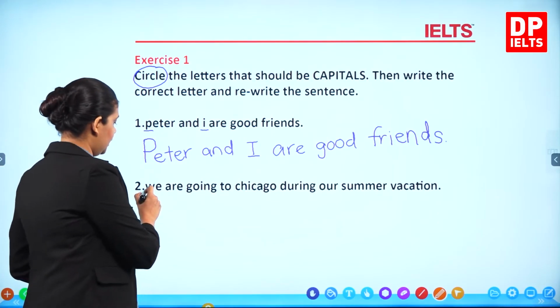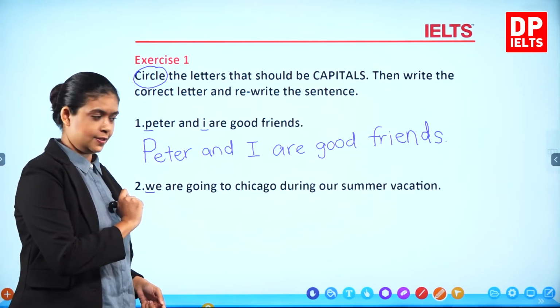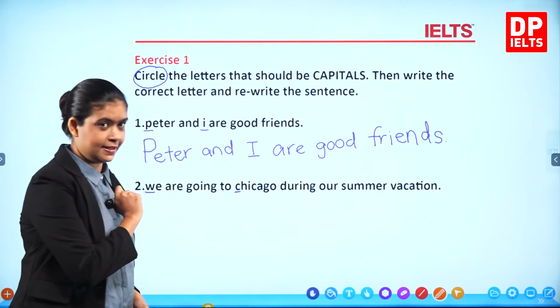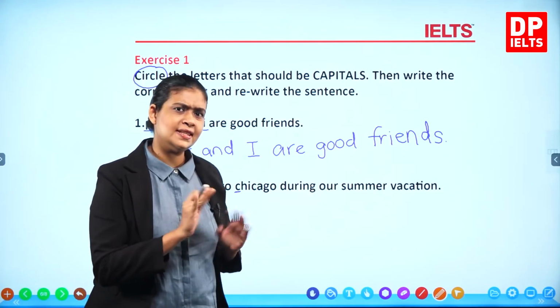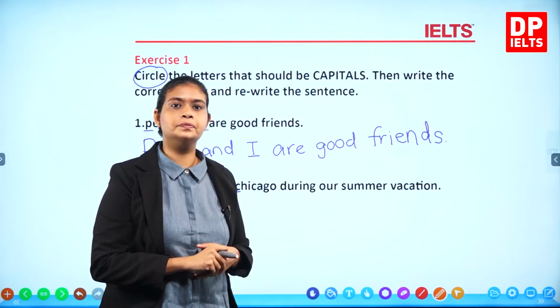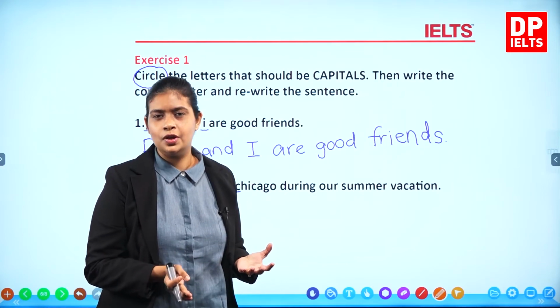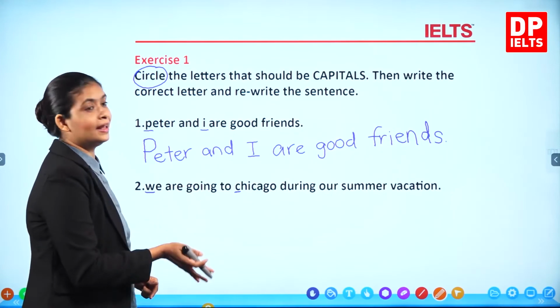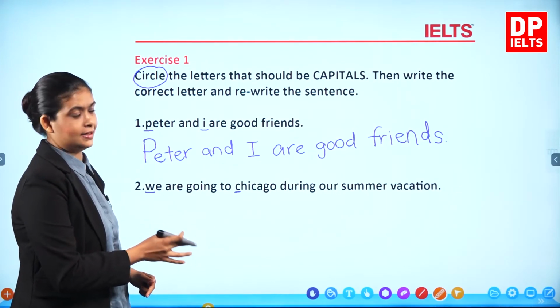So W is the start of a sentence. Chicago is a name of a place. But remember, summer is not a proper noun. So therefore, we don't need to capitalize it. So let us rewrite the sentence.